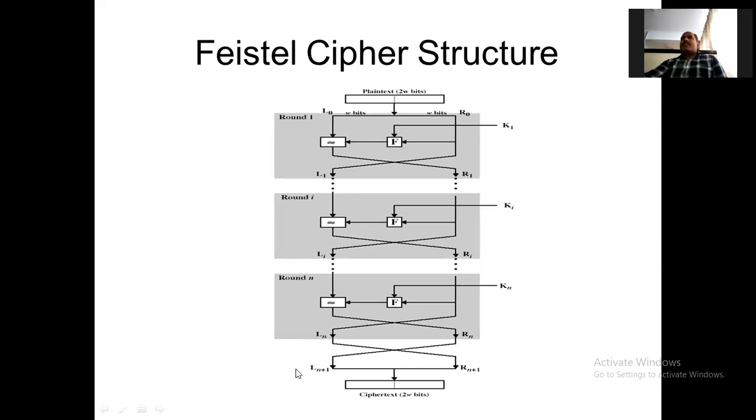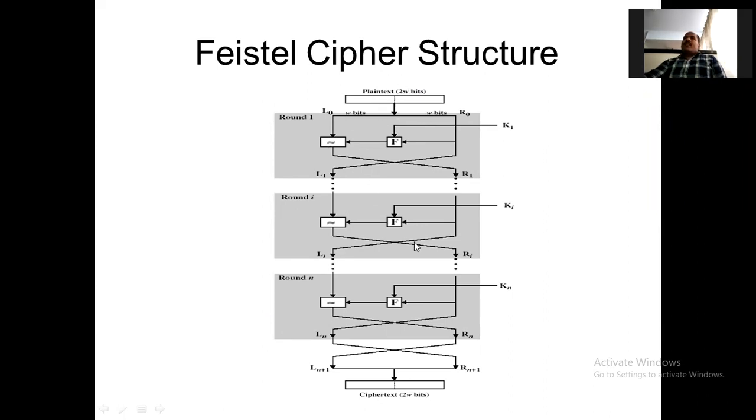This is a very easy cipher structure. We just need to know the different notations, which are very important. This is the Feistel cipher structure. This is the plain text, whose size is 2W bits. 2W bits means two words. One word is 16 bits, so at a time it accepts 32 bits.